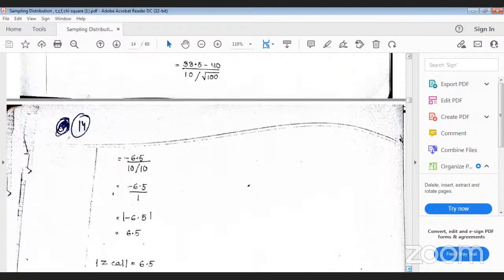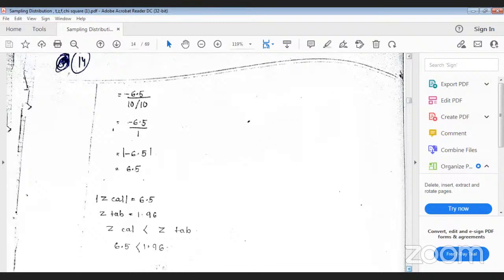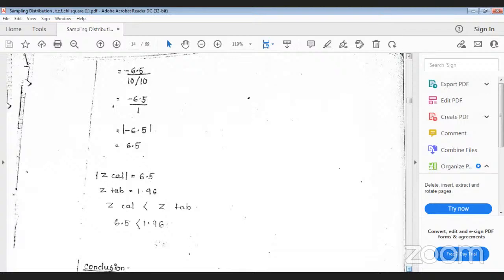So it will be obviously 6.5 because you have to take the absolute value, the modulus. So 6.5 is your calculated value. Then the tabulated value, you already know, is 1.96 at 5% level of significance for a two-tailed test. But here you are getting the calculated value greater than the tabulated value.